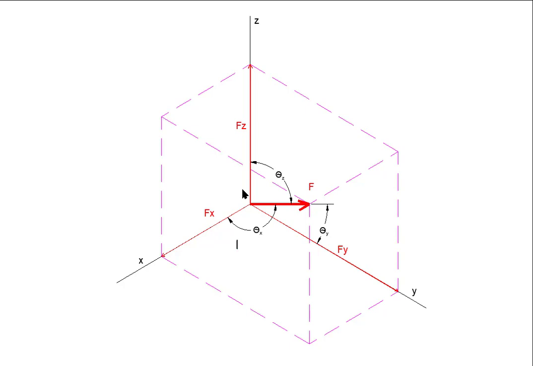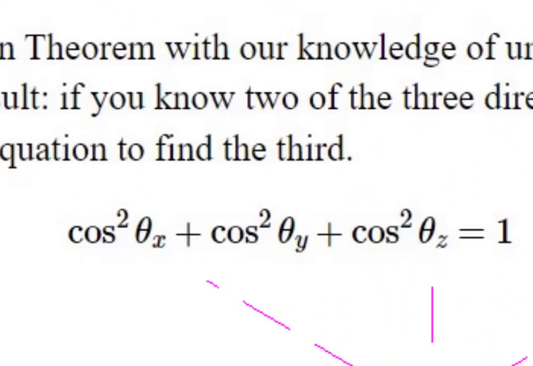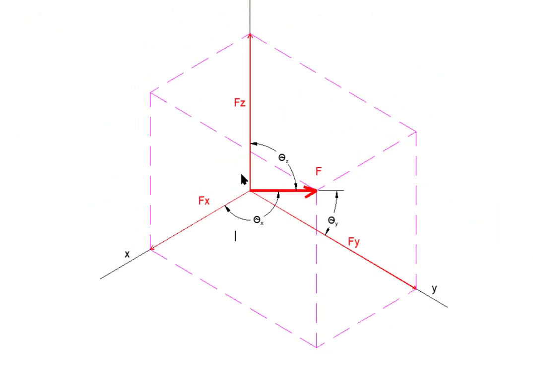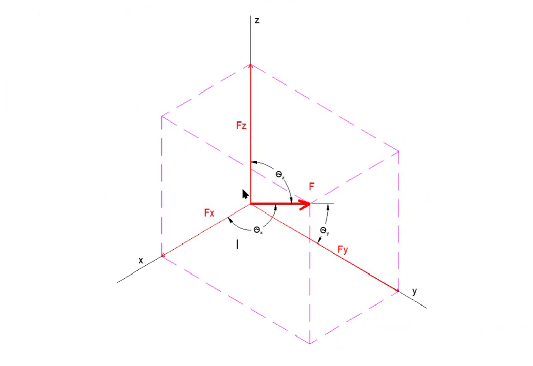Now remember, if you only have two of these directional cosines, you can derive the others based on the equation we reviewed earlier, which is cosine squared theta x plus cosine squared theta y plus cosine squared theta z is equal to 1. So as long as you have two of these directional cosines, you will be able to derive the others. And quite simply, we just break it down using the law of cosine, and we can solve for that.